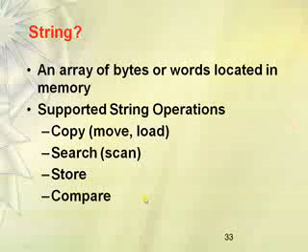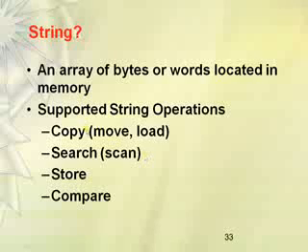Now we have string operations. What do you mean by string? String is nothing but an array of bytes or words which are stored inside the memory. What do you mean by a byte? As we know, it is 8 bits, and a word is nothing but 16 bits. So if we are storing a collection of elements inside sequential locations of the memory, then those elements will be considered as a string.